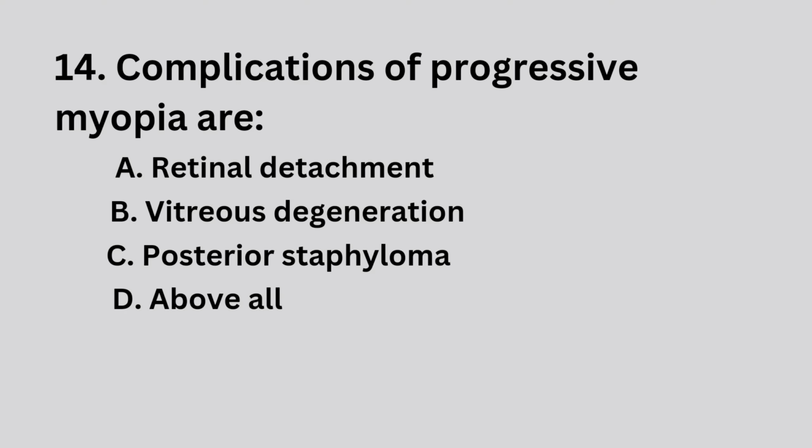14th question, complications of progressive myopia are option A, retinal detachment. Option B, vitreous degeneration. Option C, posterior staphyloma. And option D, above all. Correct answer for the question is option D, above all.